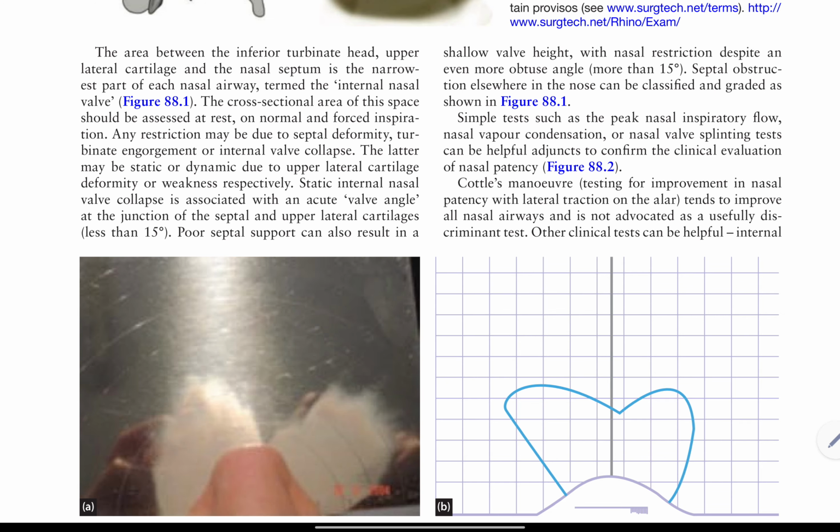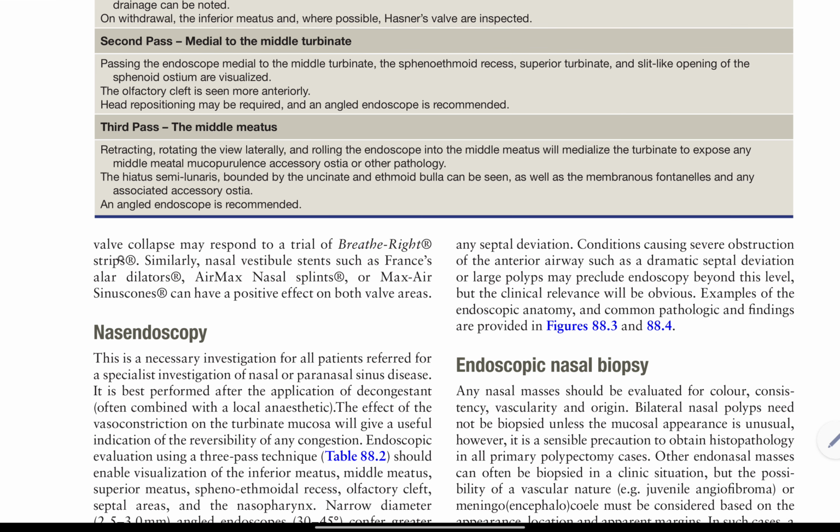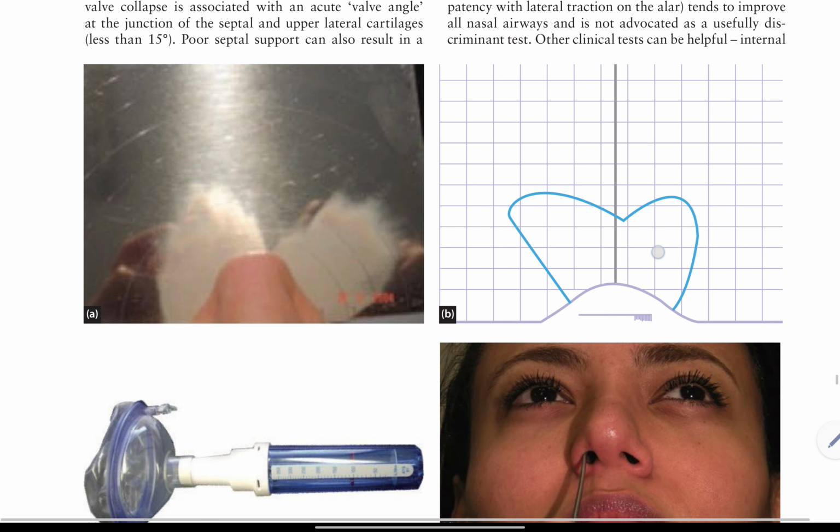Other clinical tests can be helpful. Internal valve collapse may respond to a trial of Breathe Right strips. Similarly, nasal vestibular stents such as Franz alar dilators, Airmax nasal splints, or Max Air sinus stents can have a positive effect on both valve areas.